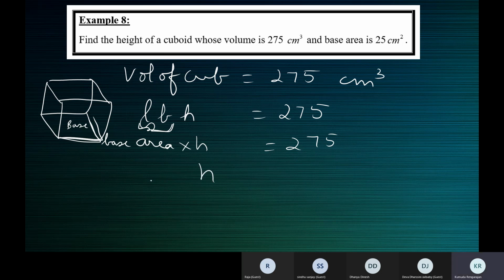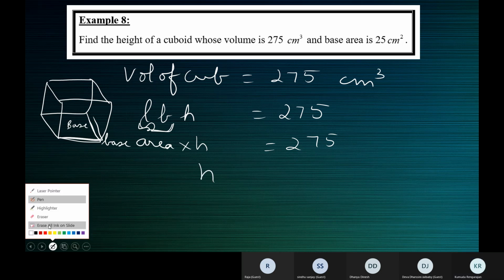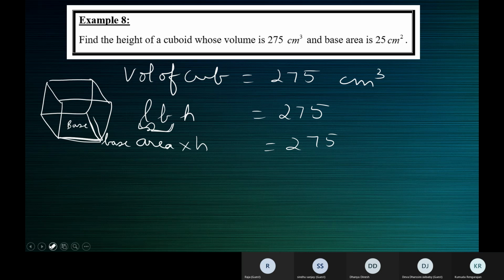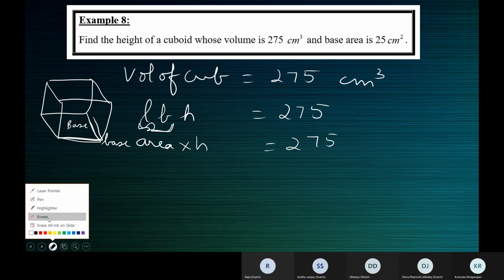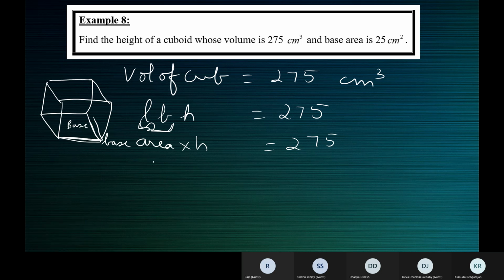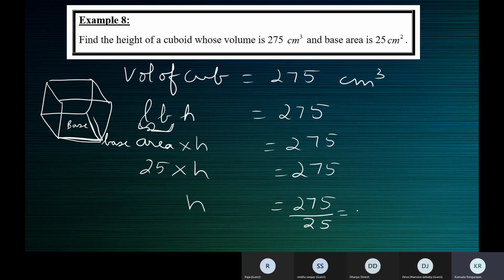So 25 into H is equal to 275. So the height of the cuboid is equal to 275 divided by 25, which is equal to 11 centimeters. Please write down.